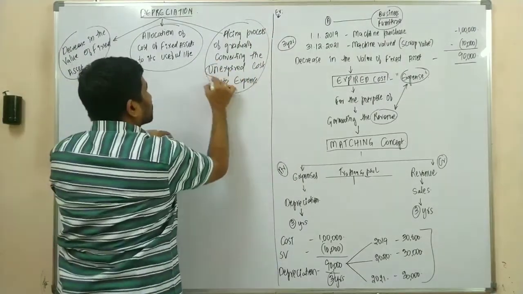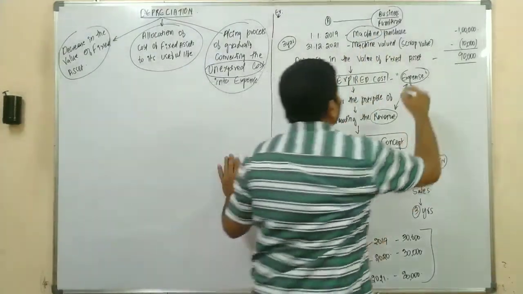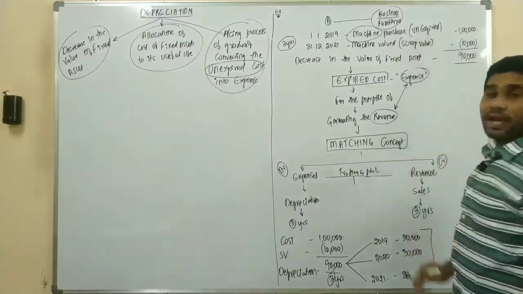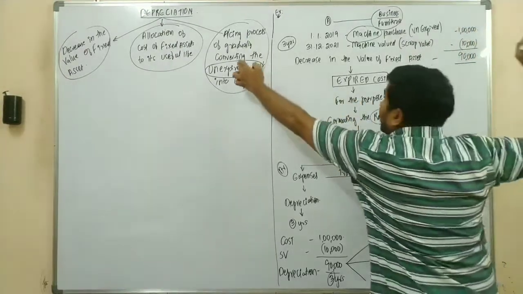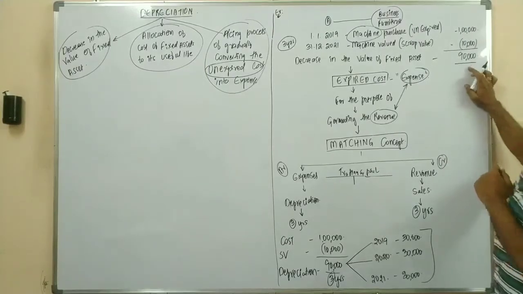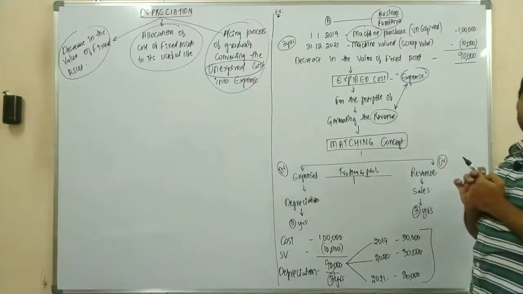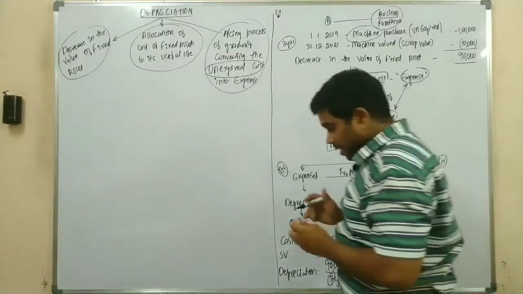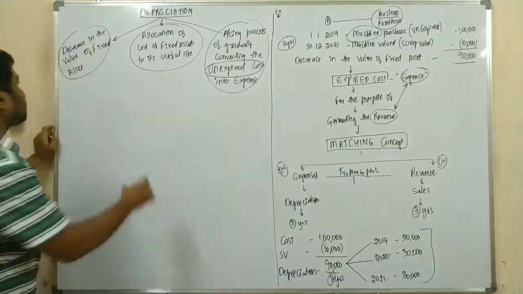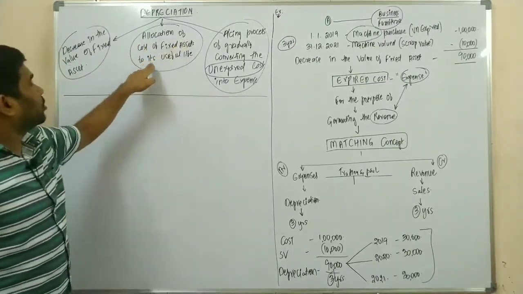Sir, what is the meaning of unexpired cost? Unexpired cost is nothing but your machine, the cost of the asset. So you're converting the unexpired cost of 1 lakh rupees into an expense. For what purpose? For the purpose of generating the revenue. Yes or no? So this depreciation is nothing but the decrease in the value of a fixed asset, or allocation of the cost of a fixed asset to its useful life.